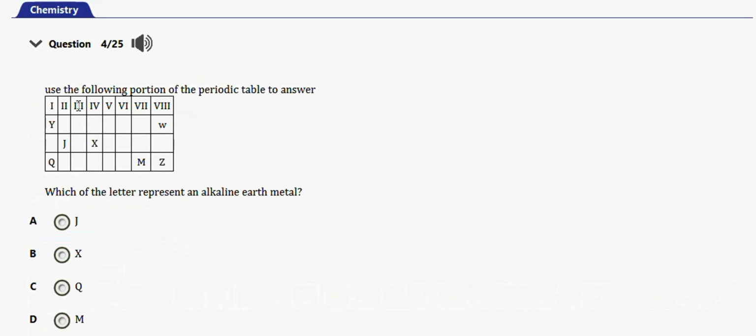It says use the following portion of the periodic table to answer this question. Which of the letters represent an alkaline earth metal? So it is the letter J, which is under group 2. Group 2 elements are known as alkaline earth metals. Alright, so the right option here is option A. The next question will be this one.